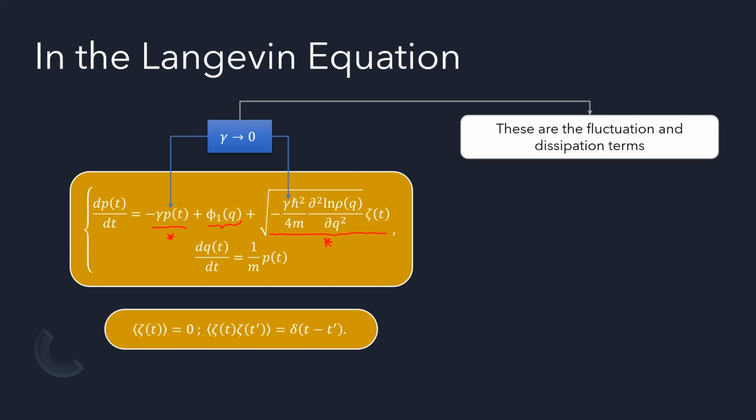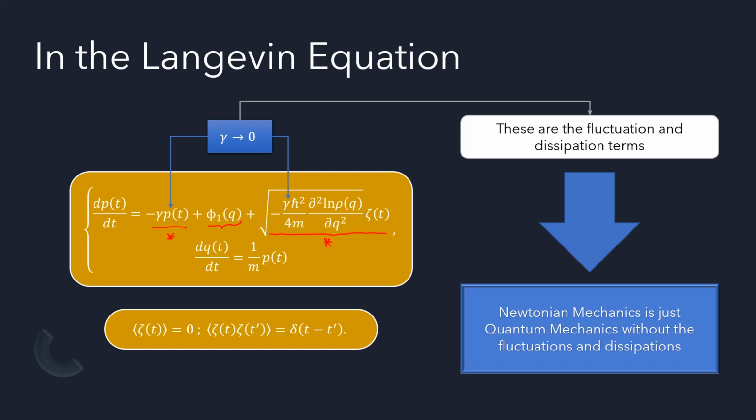But these terms are exactly those that are related to the fluctuation dissipation theorem. Thus we may conclude that Newtonian mechanics is just quantum mechanics without the fluctuations and dissipations. And this is natural to think, at least within the realm of this interpretation, because we are portraying quantum mechanics as just a stochastic theory, which includes in the Newtonian theory just these two terms here. This one, which is related to fluctuations, and this one which is related to dissipation.